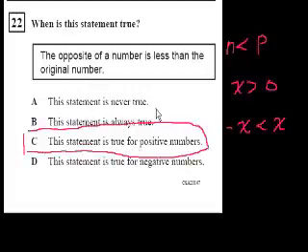It's definitely not never true. I mean, we showed a case where it's true. If I have positive 3, negative 3 is less than that. Statement B, the statement is always true. Well, no, if we start with negative 3, the opposite is going to be larger. The opposite is going to be positive 3. And D, the statement is true for negative numbers. No, it's not. I mean, negative 3, the opposite is 3, and that's larger than negative 3.